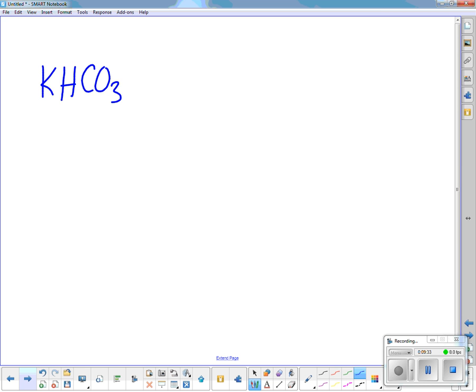Gives, arrow, potassium carbonate. What do I write? K and CO3. K is a +1. CO3 is a -2. How many of each do I need? 2 Ks. Good. Plus carbon dioxide, CO2. Plus water, H2O. What type of reaction? Say it louder. Decomposition, yes.